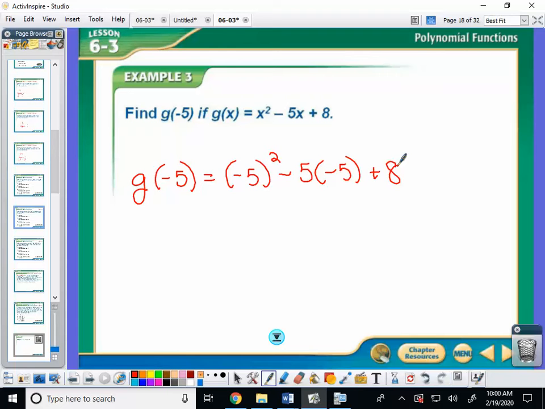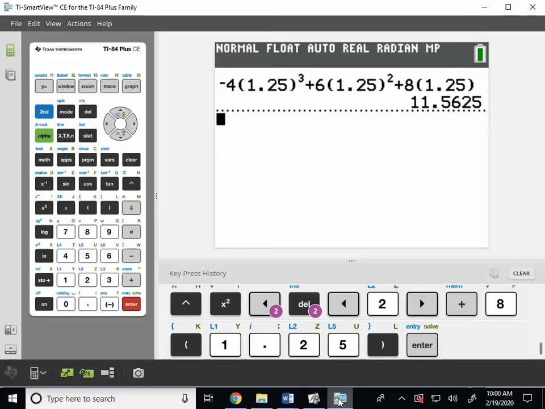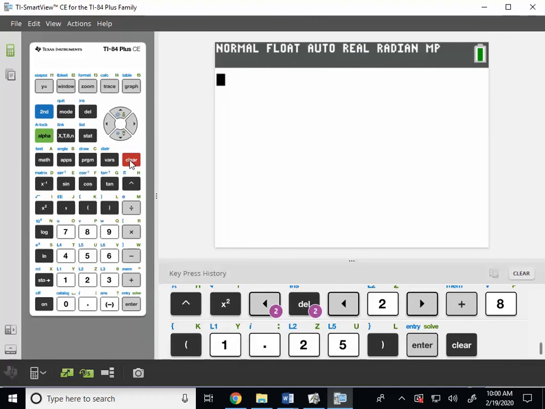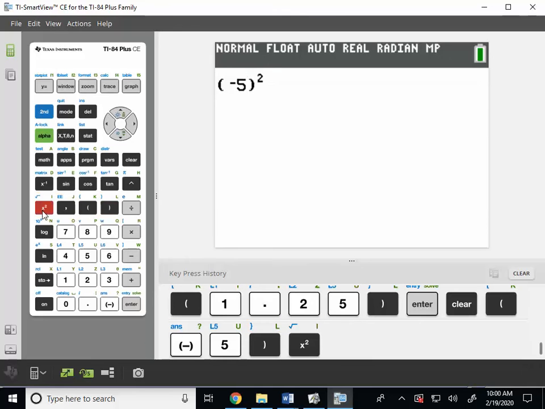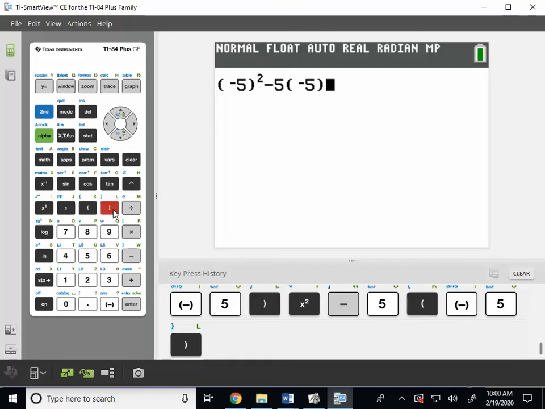Don't try to overthink this. Let's just use our calculator to evaluate this function. So on the calculator, let's type it. We have parentheses, negative 5 squared minus 5 times negative 5 plus 8.